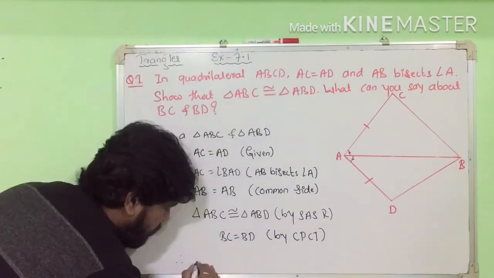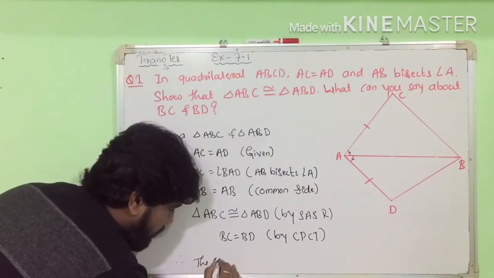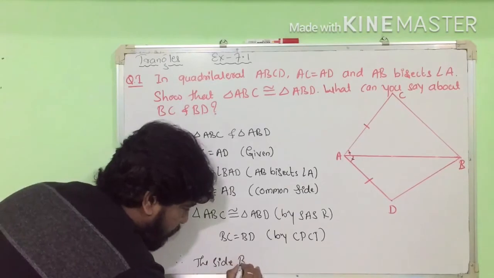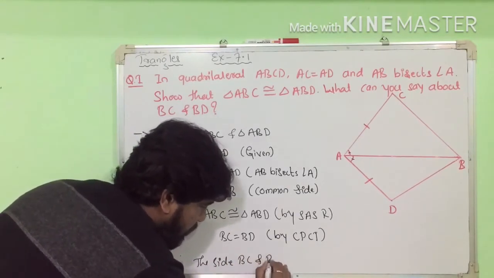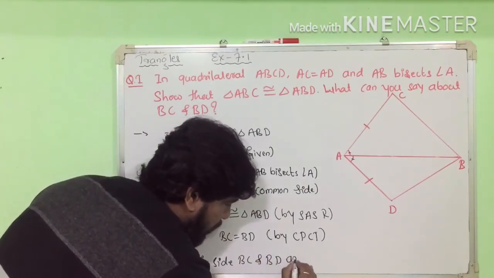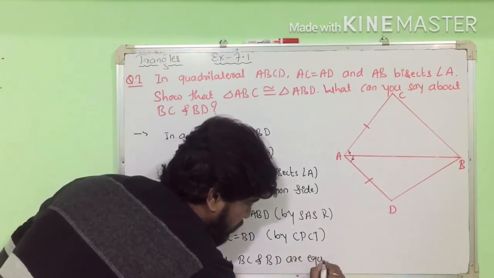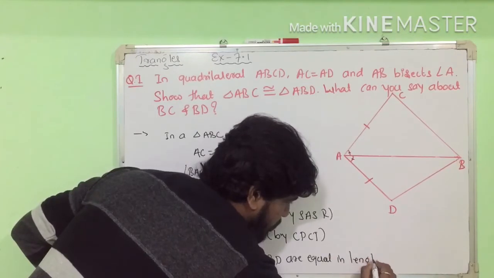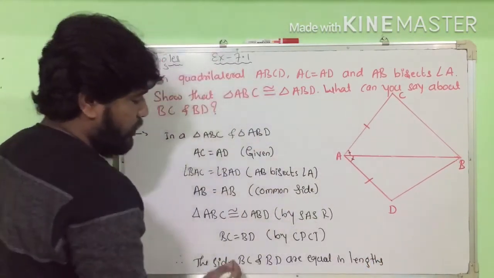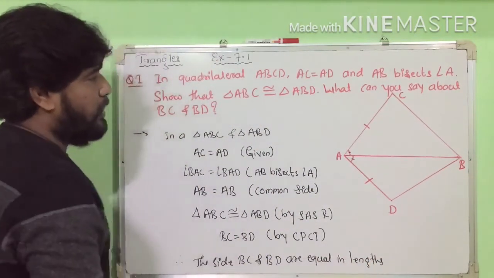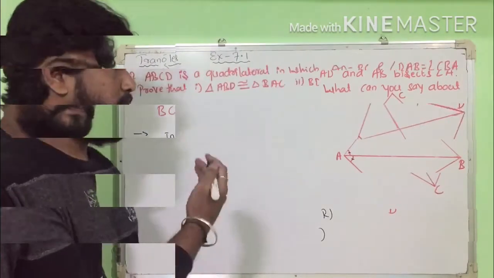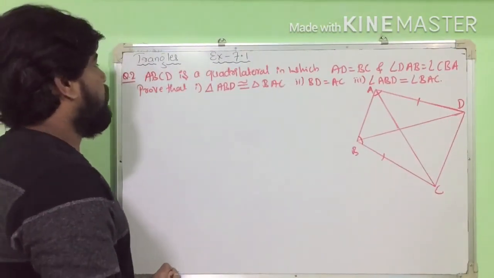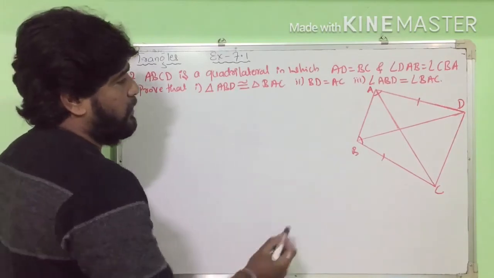Therefore, the sides BC and BD are equal in length. So these two are equal means they are equal in length. Is it clear?